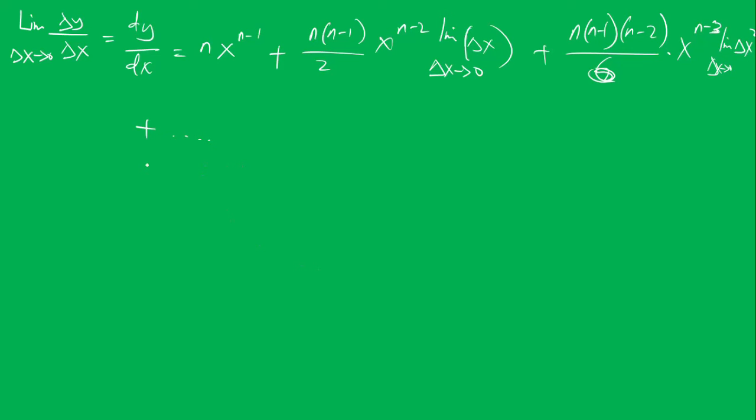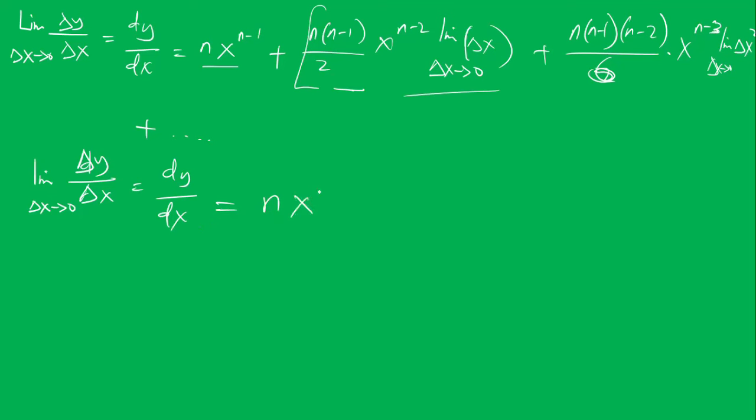So now, from this, we now notice that there is an expression where you have delta x. This is delta x. It's multiplying all these other terms. Apart from the first term, it's multiplying all these other terms from this second term to the last. So since delta x tends to zero, the whole of the term from the second to the last is equal to zero. So that means the limit when delta x tends to zero of delta y all over delta x is equal to dy dx, which is equal to n times x to the power n minus 1.